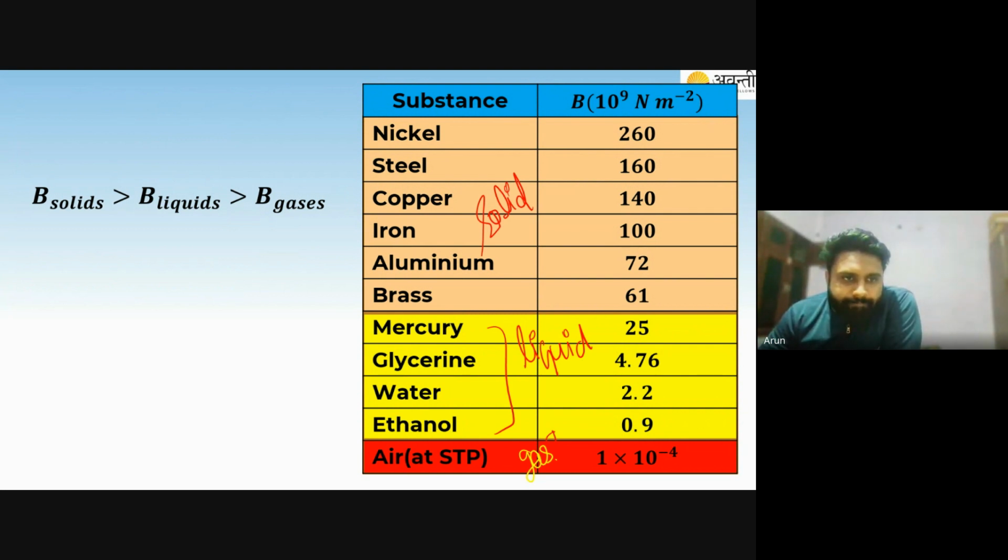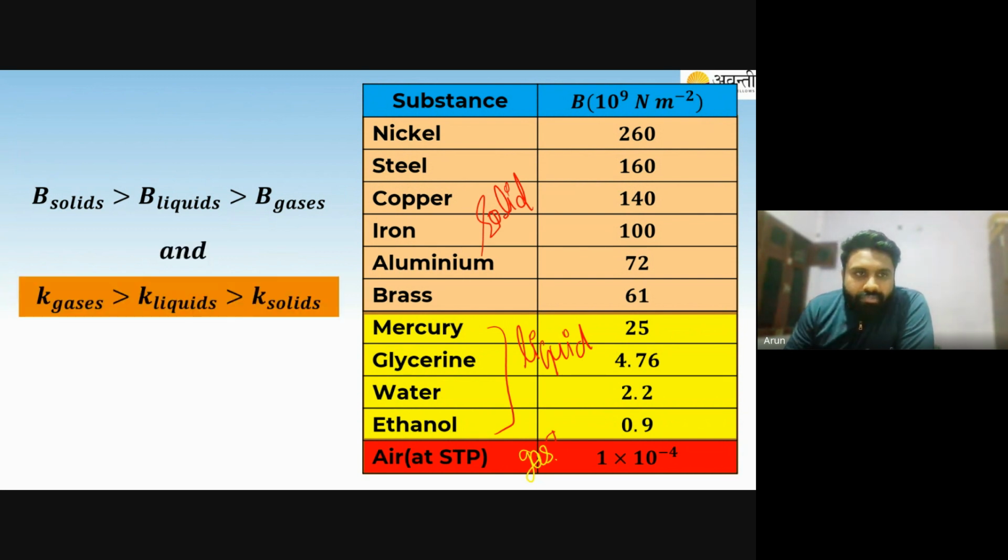Since compressibility is the inverse of bulk modulus, this relation for compressibility will be reversed. You will see that compressibility of gases is greater than liquid, and compressibility of liquid is greater than solid, which you can easily identify. You can easily compress a gas, but for compressing a liquid you have to put in dedicated effort, and for solid it is very hard to compress them. Got it?